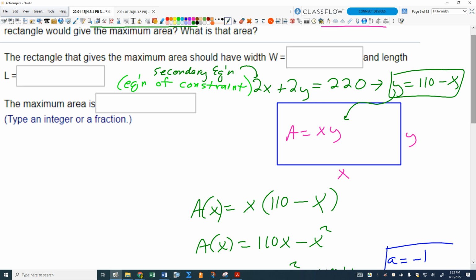The boxed equation, that's the substitution equation, right? That's the one that solves for y in terms of x. Well, we solved for x. The solution for x was 55. So where do I go to find y? Right there, right? So if I plug 55 in, I get y equals 55. Is that a surprise?